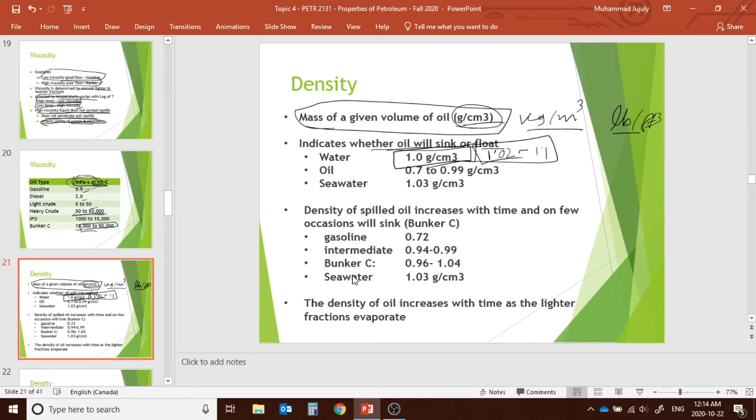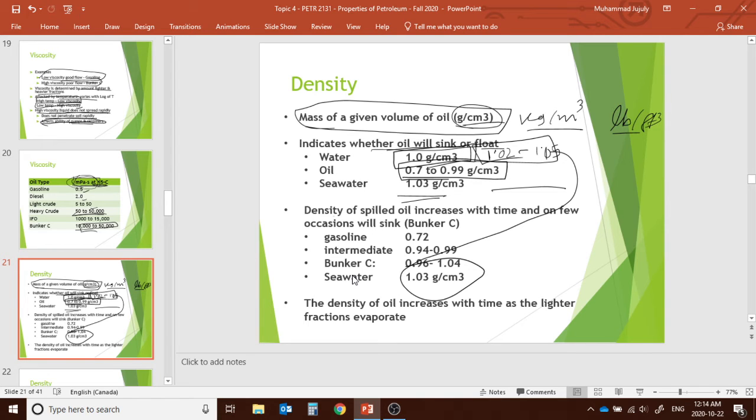Sorry, 1.05. On average we'll get 1.03. Oil is 0.7 to 0.99. So since oil is lighter than the water, especially the seawater, it should float. But there are some exceptions. We'll learn those exceptions later.